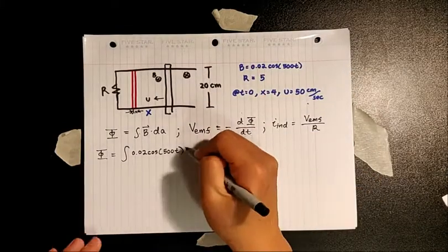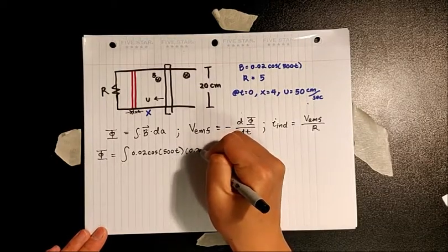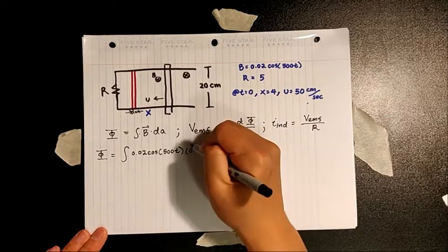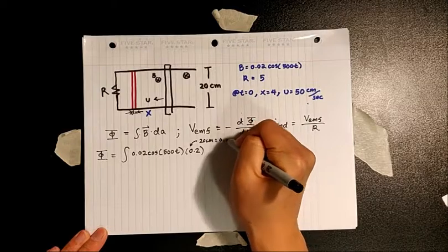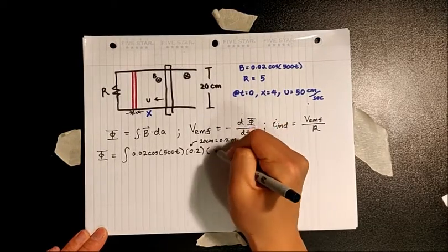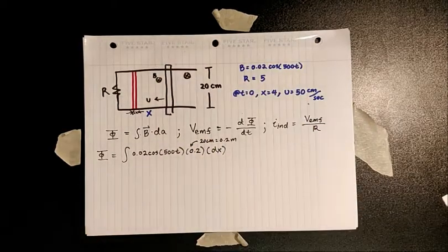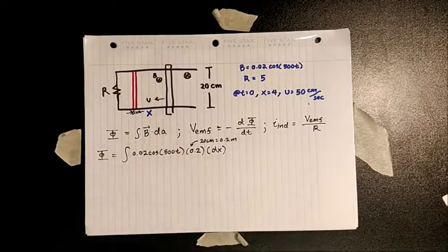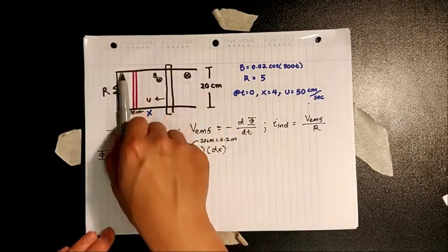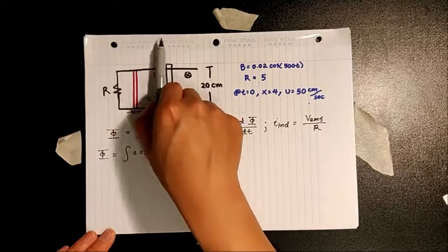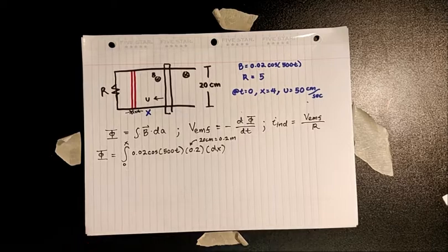So to put that into the formula, I will write 0.2 meters, because 20 centimeters is equal to 0.2 meters, times dx, which is the area of this little strip. So what will our limits of integration be? Well, since we're going to be taking the integral of this area right here, it will be from 0 to x.